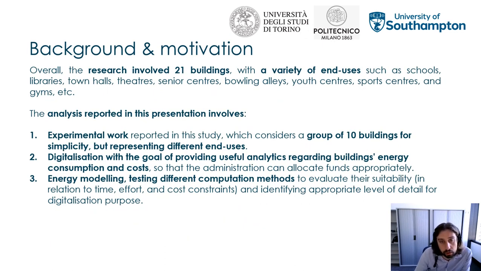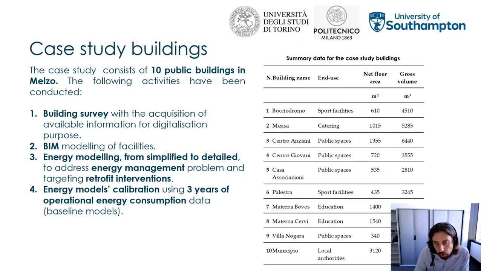Overall, the research involved 21 buildings with a variety of end uses like schools, libraries, town halls, theaters, public centers, sports centers, and so on. In this case, we limit the analysis to a group of 10 buildings, but representing different types of end uses. The digitalization in our case has the goal to provide some useful analytics regarding energy consumption and costs, something that can be used operatively to take decisions regarding the future of these buildings in terms of retrofit. In order to define the appropriate level of detail of models, considering constraints in terms of time, effort, and costs, we did an iterative work using both data-driven, statistical methods and more conventional simulation tools.